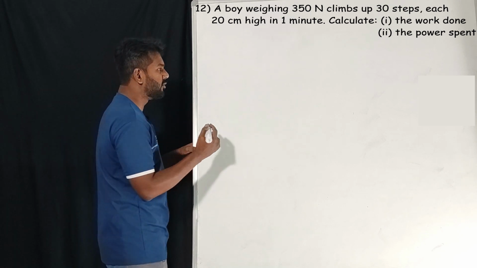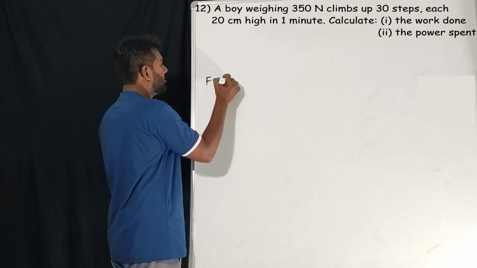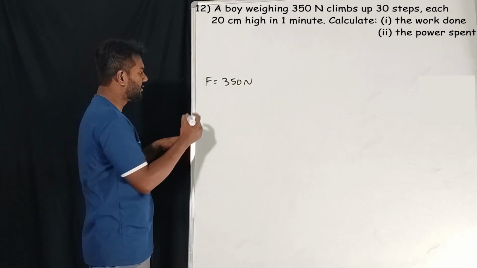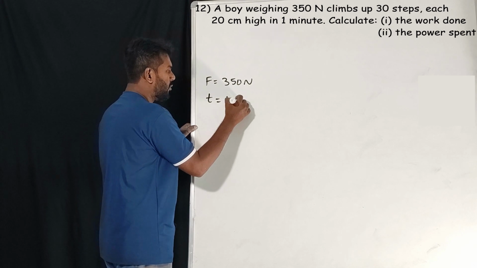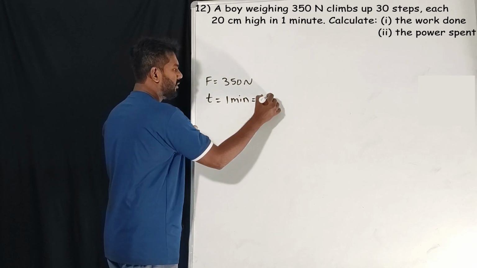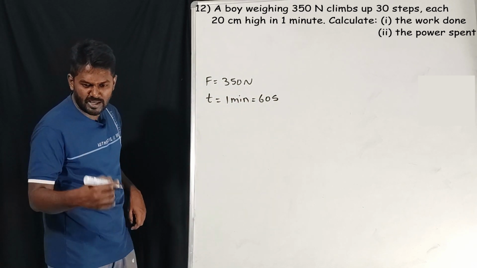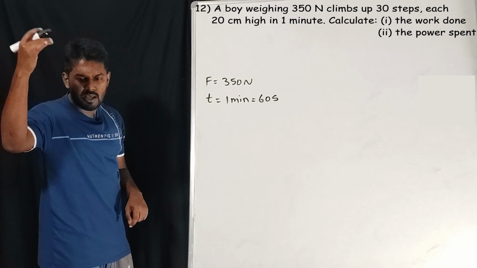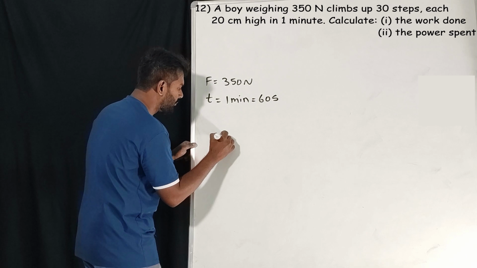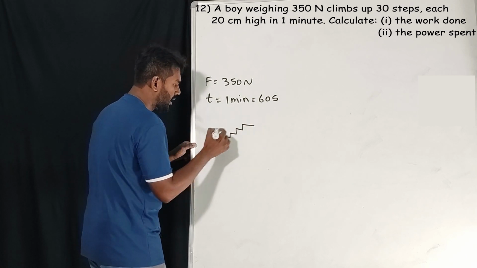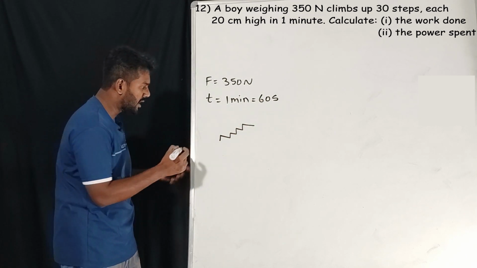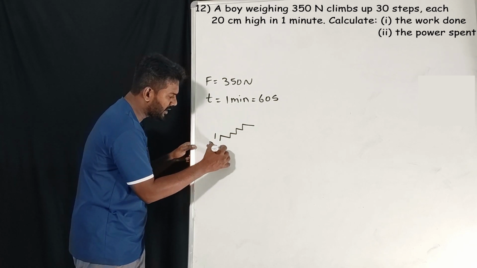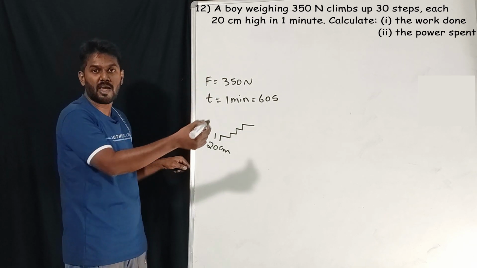So 350 Newton, what is that? That is nothing but force. Next, time is given. Time, it is given as 1 minute. So we have to convert into 60 seconds. Next, they are talking about 30 steps. One step is 20 centimeter height. Like this they have 30 steps. So one step height is 20 centimeter. So how many steps we have?